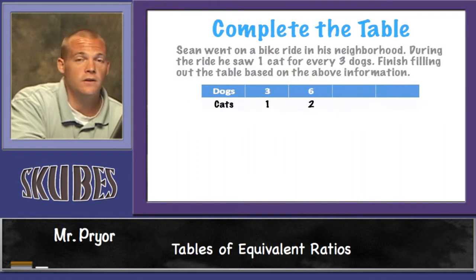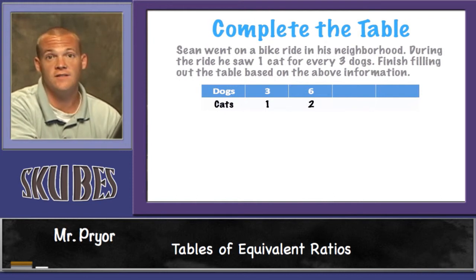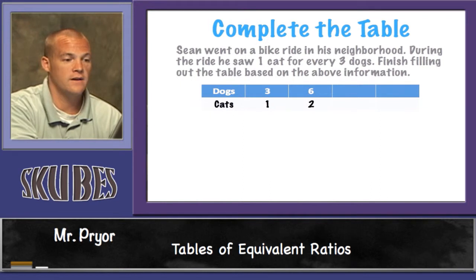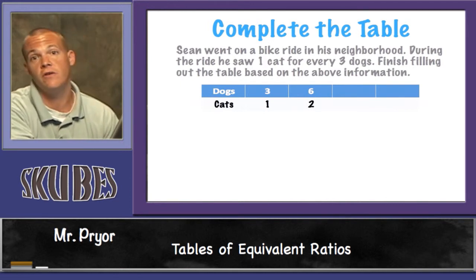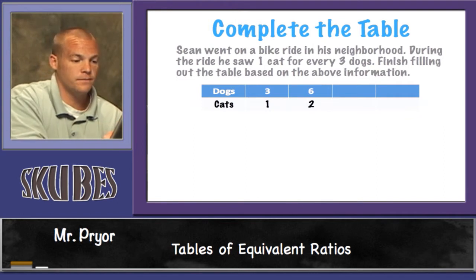All right, and what they're going to ask you to do is a little bit of that work, which is mainly completing a table based off of what you're looking at. So in this example, Sean went on a bike ride in his neighborhood. During the ride, he saw 1 cat for every 3 dogs. So it wants us to finish filling out the table based on the above information during his ride. So you can see here they've already done part of this for us.